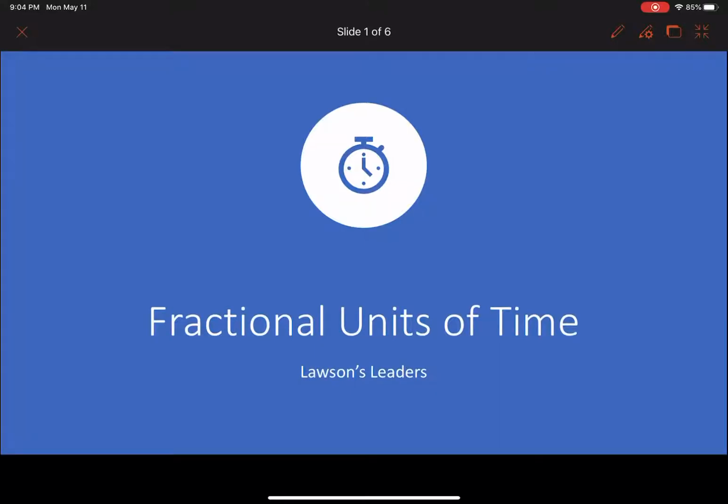Okay, today we're going to talk about fractional units of time. So we're going to look at a clock and we're going to think about fractions in relation to the clock. Now this goes back to when we were looking at clocks and we were doing turns on the clock. So it'll be similar to that.